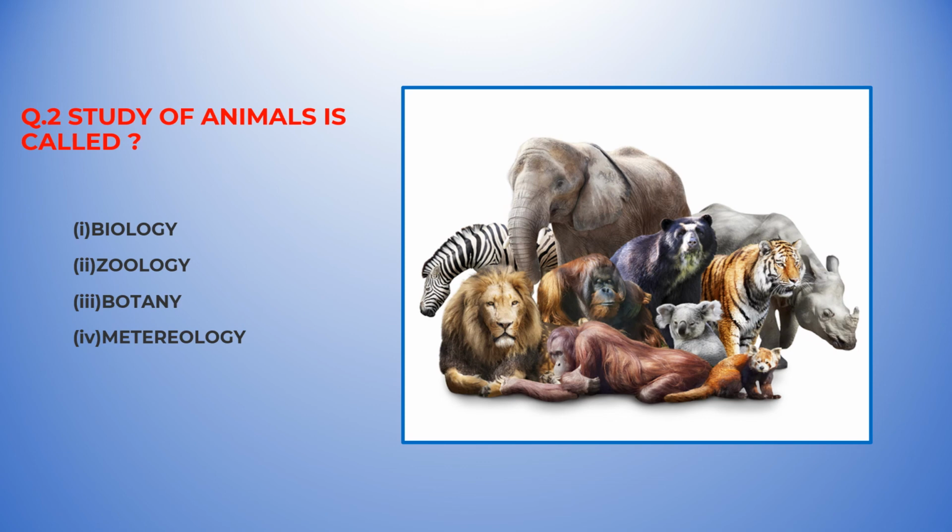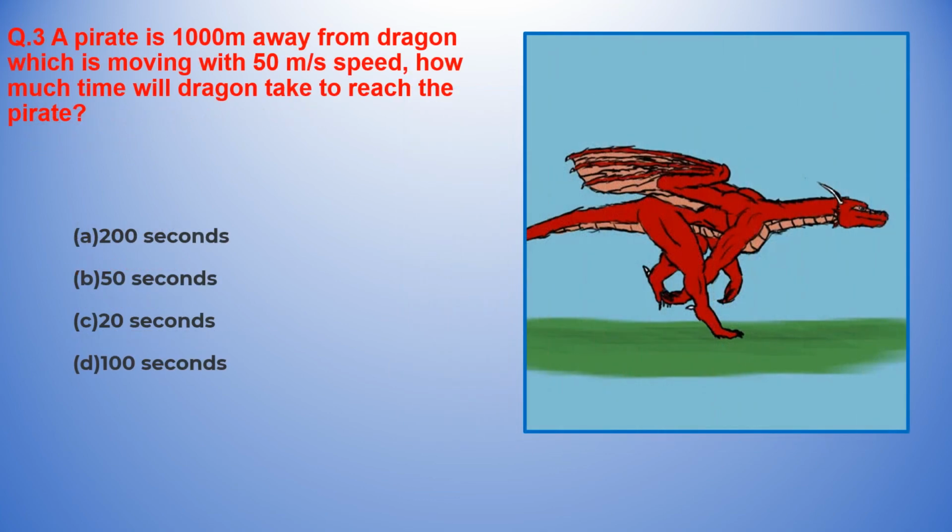Second question. Study of animals is called. Options are biology, zoology, botany, meteorology. And the correct answer is zoology. Third question. It will hone your mathematical skills, dear children. The question is, a pirate is 1000 miles away from a dragon, which is moving with 50 miles per second speed. How much time will the dragon take to reach the pirate? And the answer will be 20 seconds.